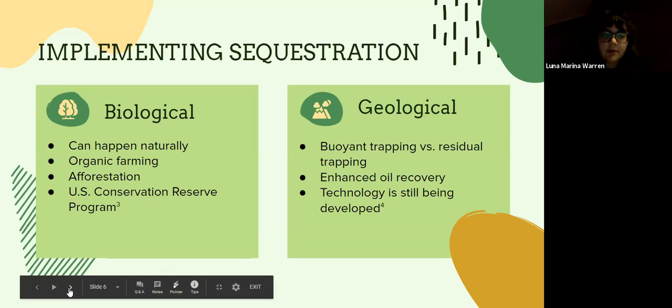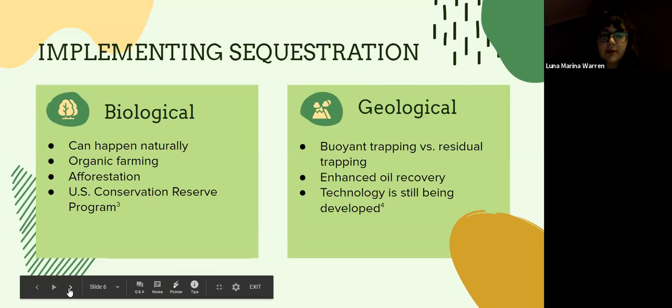So like I was talking about earlier with the biological capture, it can happen naturally, like when it is captured through trees, or some of it is also dissolved in the ocean, which we can't really control. But a lot of it also has to do with the way that we farm. So changing our farming methods to more organic ways will help keep our carbon in the soil. We plant new trees in afforestation.